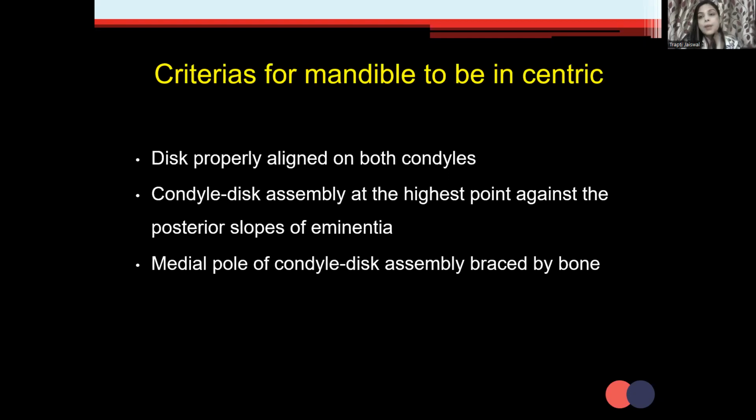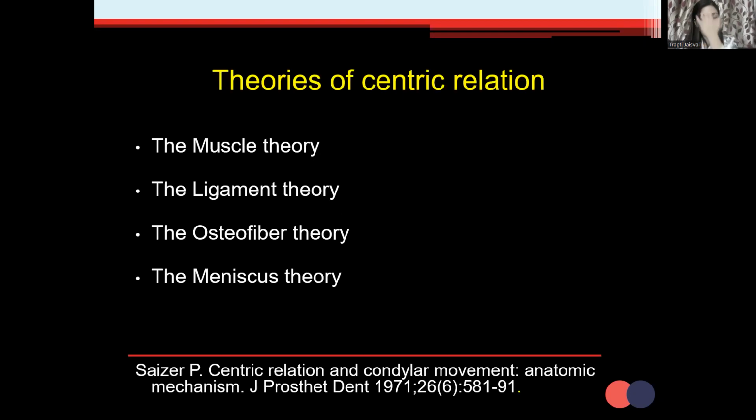What are the criteria for the mandible to be in centric relation? The disc should be properly aligned on both condyles. The condyle-disc assembly should be at the highest point against the posterior slope of the eminentia, and the medial pole of the condyle-disc assembly should be braced by bone.